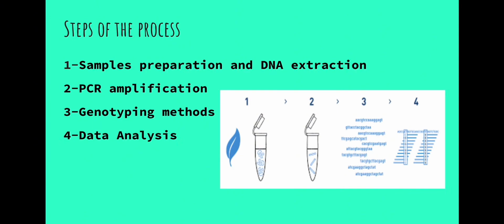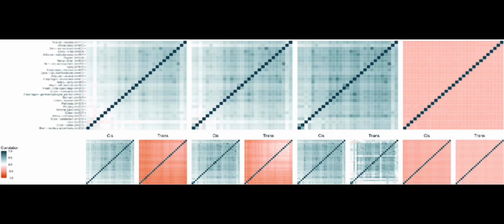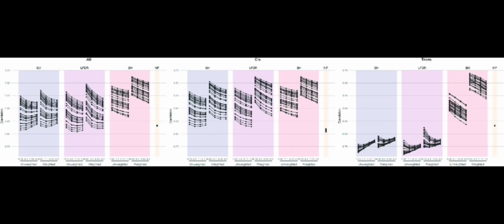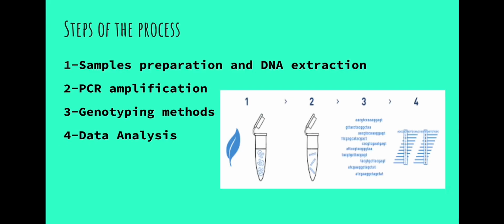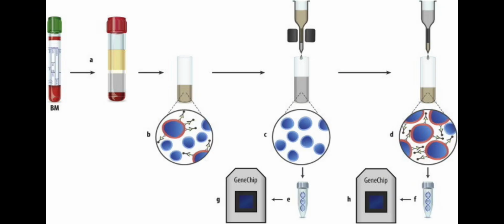Step 2, PCR amplification. PCR, or polymerase chain reaction, is used to make copies of the DNA. Primers target the sections that contain SNPs so they can be looked at. Step 3, genotyping. This is where the actual SNPs are identified.